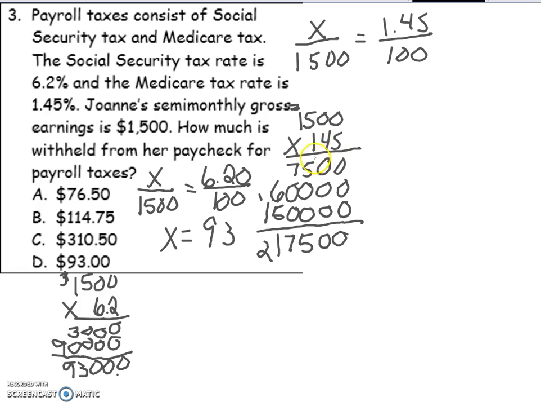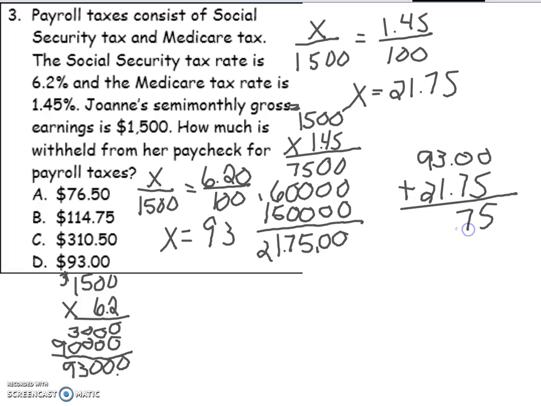All right, then we have to put in our decimal. So go over two placeholders, then divide by 100. We get 21.75. All right, to figure out the total amount withheld, we add up 93 and 21.75, and we're going to get $114.75. And if it asked how much was actually deposited into the paycheck, you could subtract 1,500 minus 114.75.